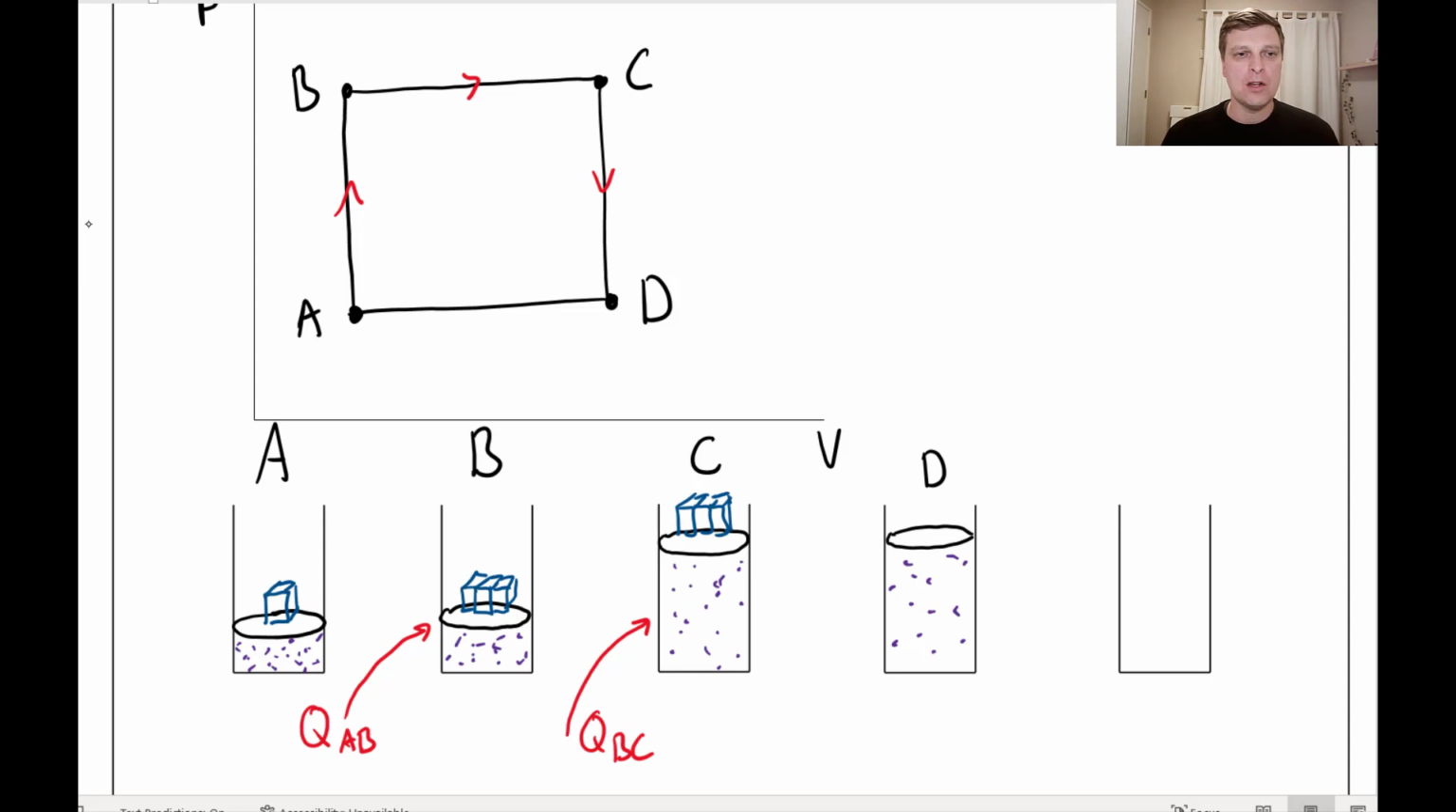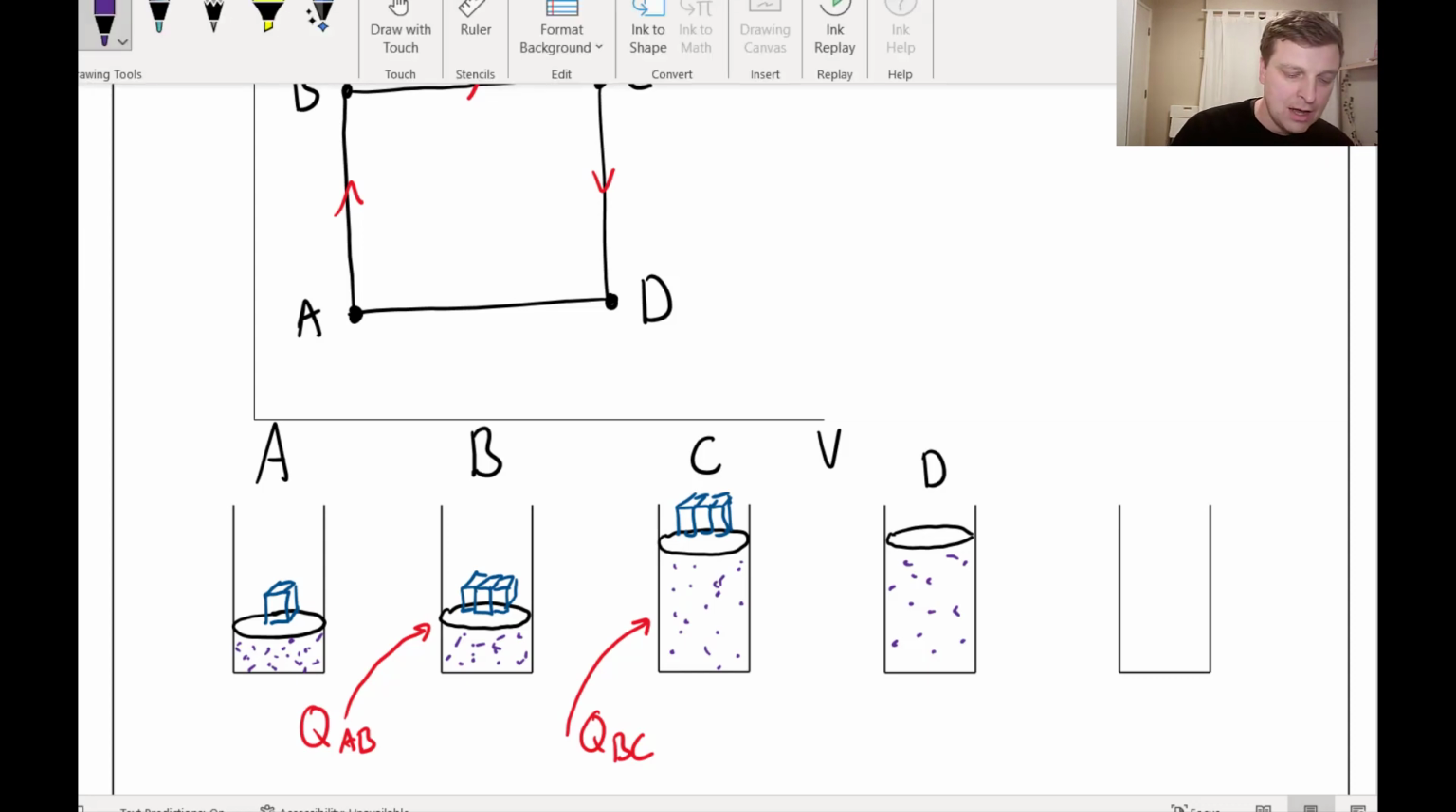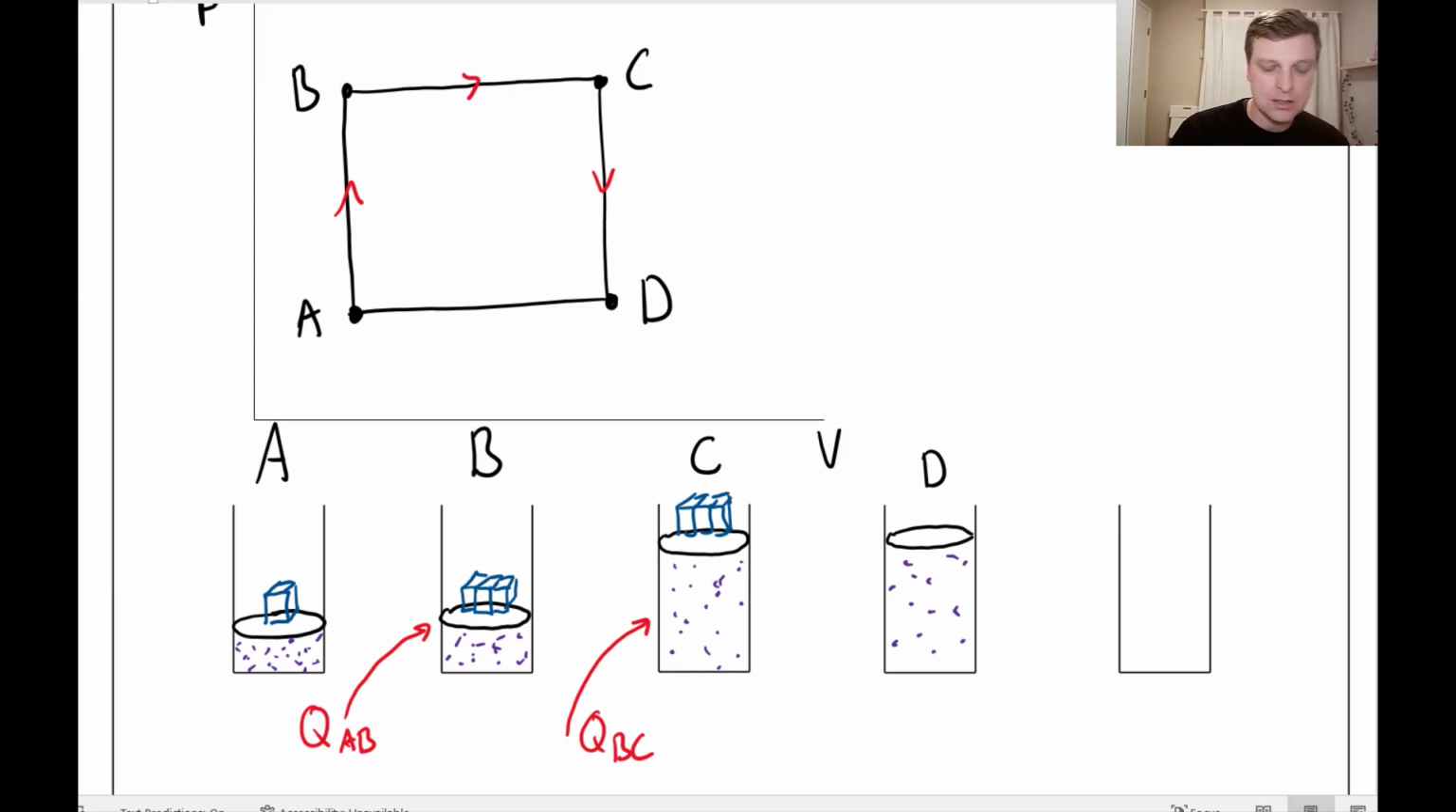So the only way I could be at a lower pressure would be if I had fewer boxes on top. So now I'm back to my 1 box on top. You can see I'm back, at point D, at the same pressure I was at when I was at point A.